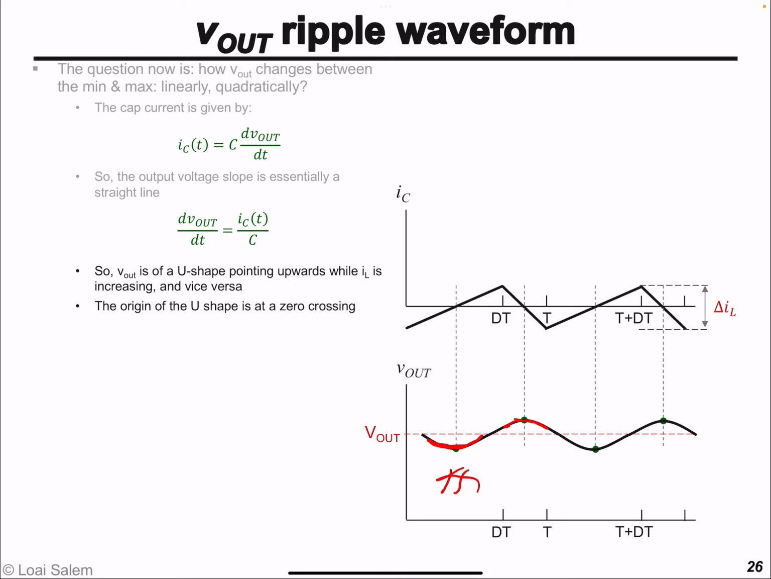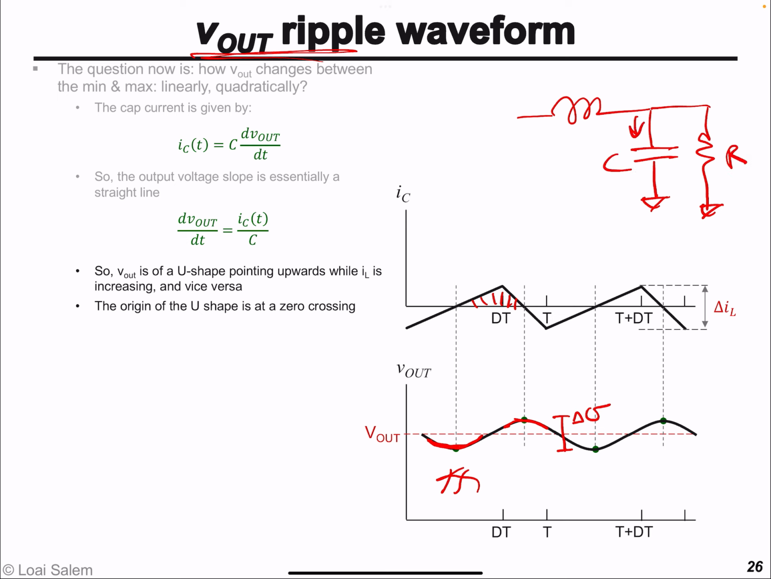Now what we are interested in is to calculate what is the value of the peak-to-peak voltage across the capacitor, the peak-to-peak value of the capacitor voltage, because this represents the output voltage ripple. Well, if we look at this triangle, as I mentioned, the area of this triangle represents a charge that's being injected into the output decoupling capacitor, and so it will take the output voltage from its minimum value to its maximum value.